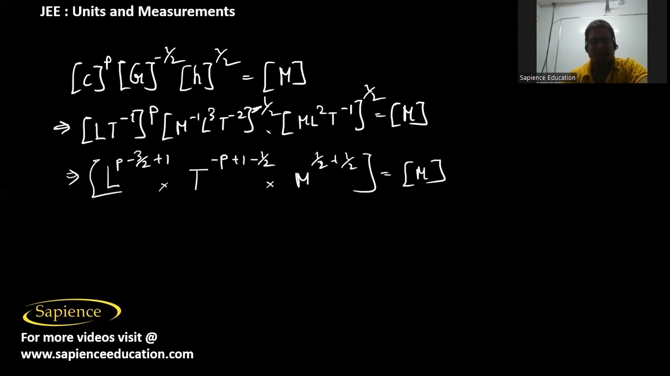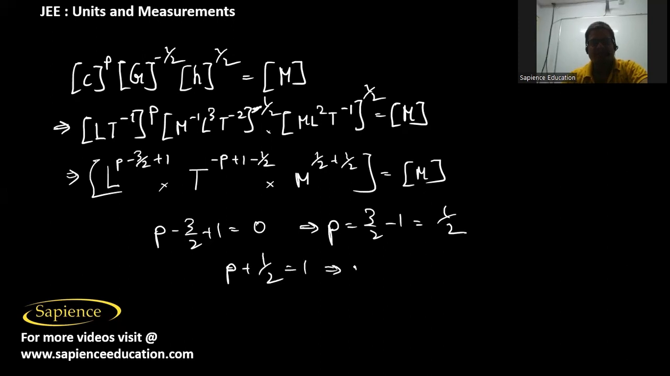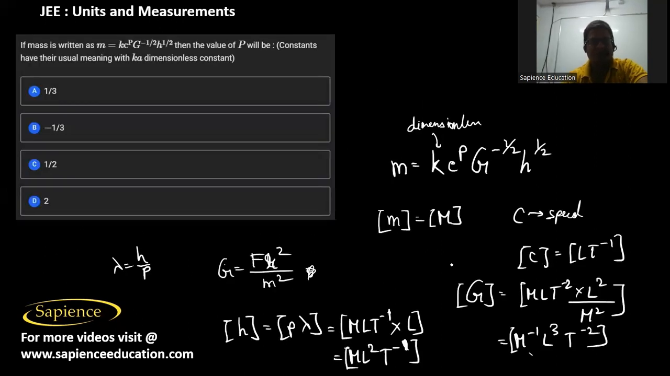So therefore M power 1 has already come here, but the exponents of L and T should be 0. So p minus 3 by 2 plus 1 should be equal to 0. So therefore p should be equal to 3 by 2 minus 1, that is equal to 1 by 2. And from here also I can say p plus half should be equal to 1, so p should be equal to half. So option C is the correct answer.